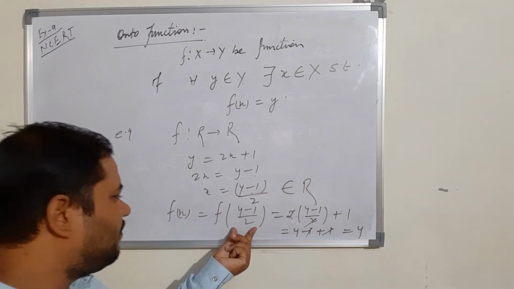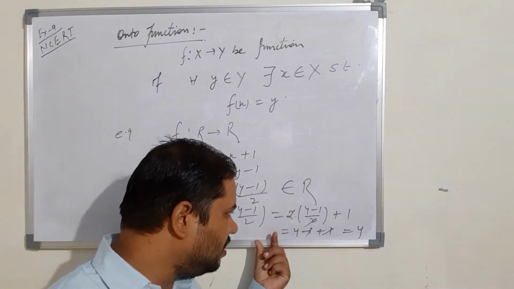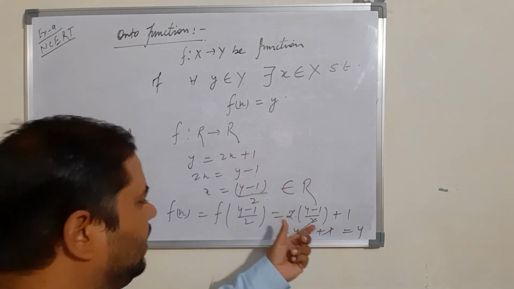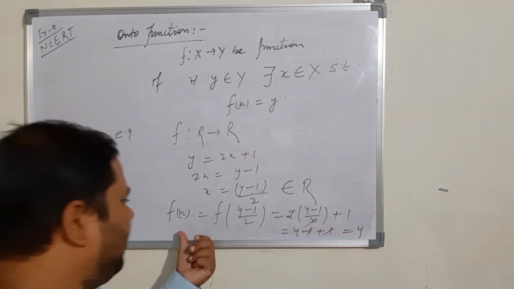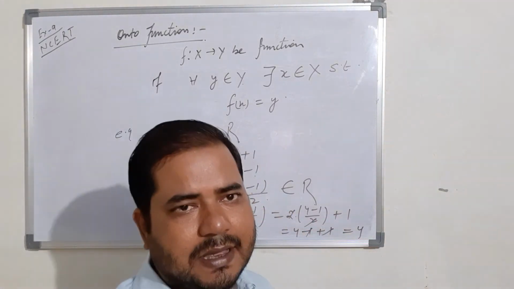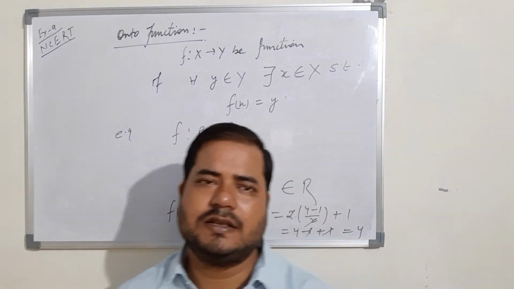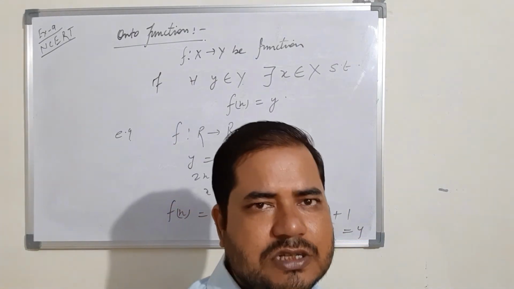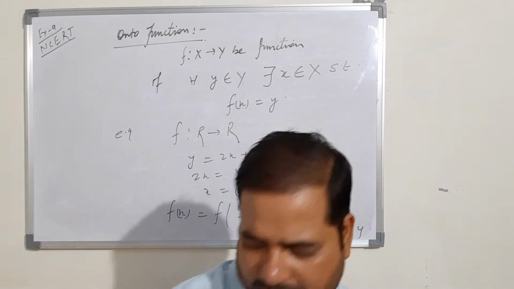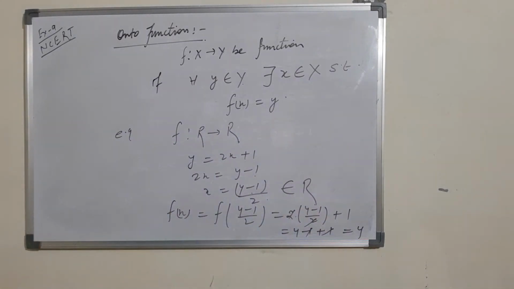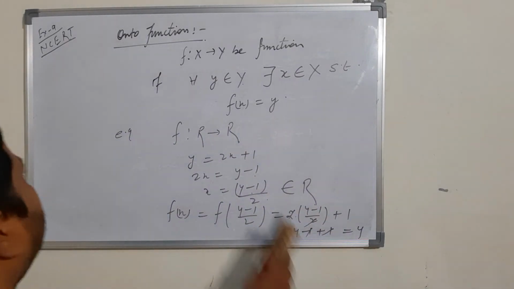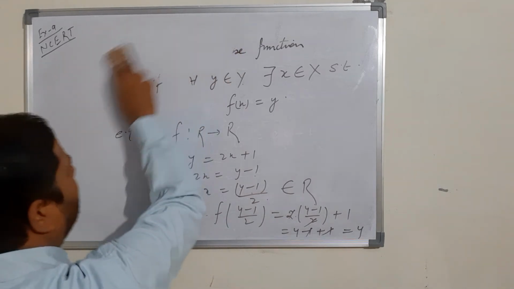If you put y minus 1 by 2 in place of x in f, and according to the definition of the function, f(x) must be y. So we can say, yes, this is an onto function. Okay. Now next one is bijective function or one-one onto function.